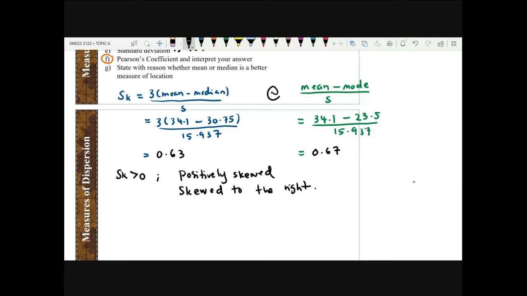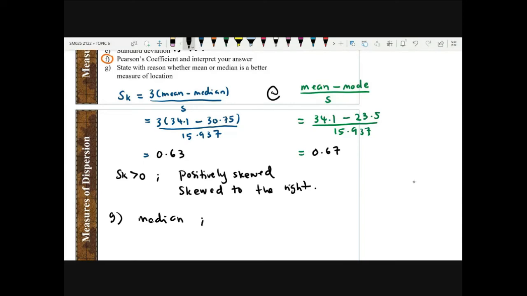Okay, settle. That's for F. Next one, G. State with a reason where the mean or median is a better measure of location. Yang mana lagi bagus untuk situation macam ni. Okay, so ingat, kalau mean, yang paling bagus mean if it's normal. Symmetrical. The other two case untuk positively skewed or negatively skewed, better measurement would be median. So in this case, it is median.